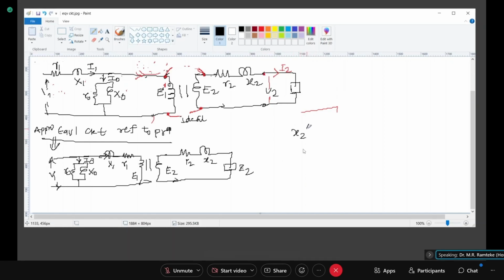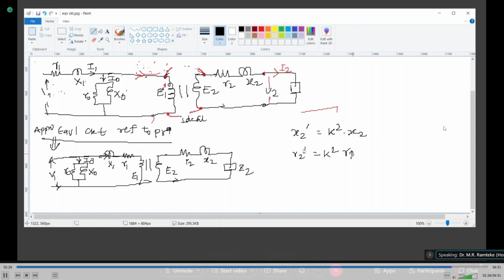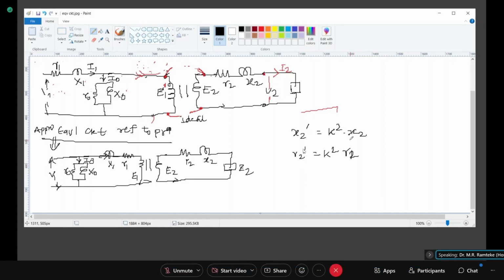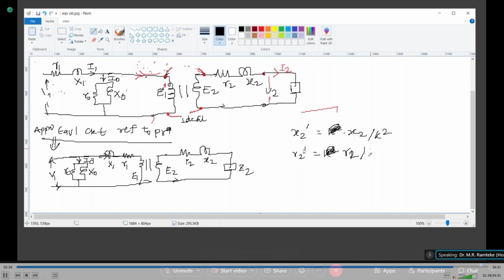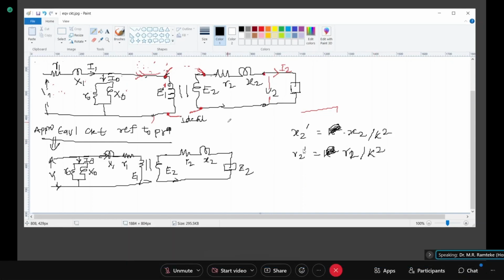So what will I do? I have to get the value of X2 dash, and that is K square into X2 value. Similarly, R2 dash is K square into R2. Sorry, it is divided by K square when transferring from secondary to primary side. So make this correction. X2 dash is X2 by K square. R2 dash is R2 by K square.